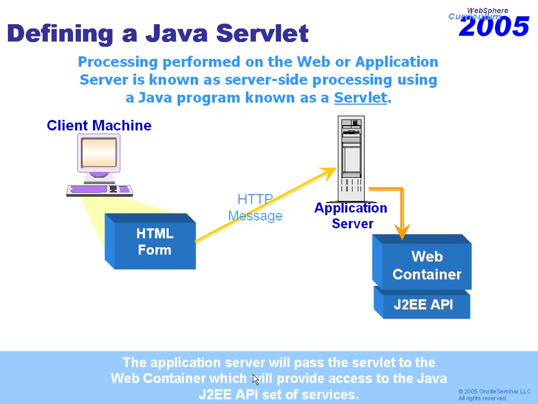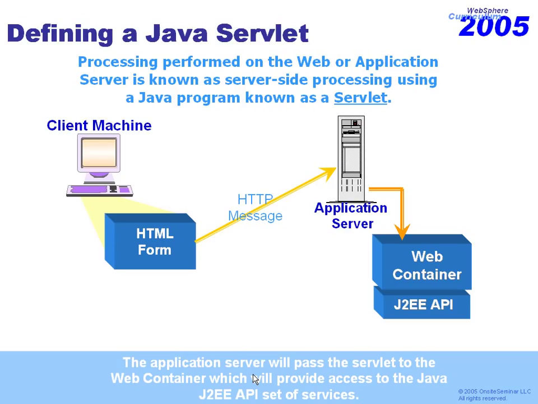Now, the application server is going to pass control to a web container. The servlet program that we're attempting to talk to is going to be contained inside of this web container. That's where it's going to be deployed. The role of the web container is to support all the activities of a Java Servlet program, and it does that by providing access to a set of programming interfaces known as J2EE, Java 2 Enterprise Edition.